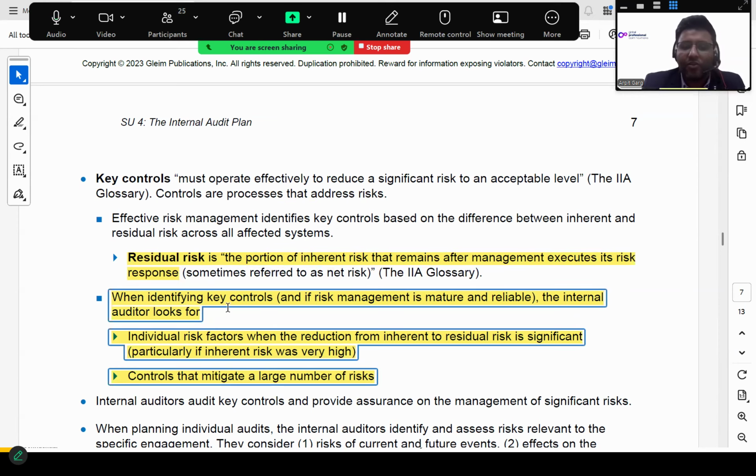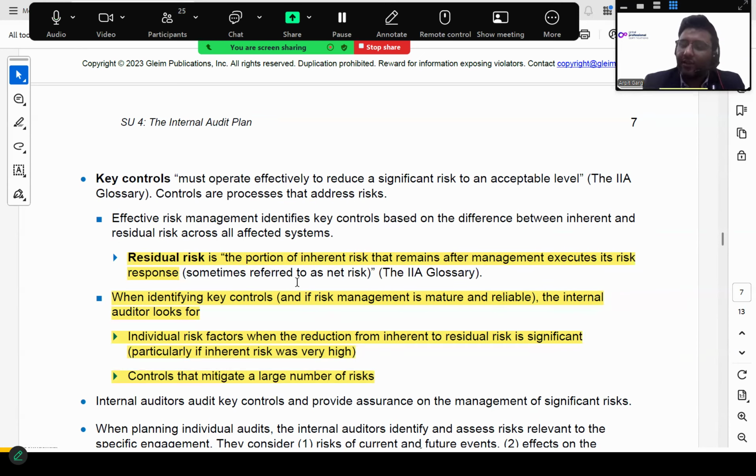When identifying key controls, if risk management is mature and reliable, the internal auditor looks for individual risk factors when the reduction from inherent risk to residual risk is significant, particularly if inherent risk was very high, and controls that mitigate a large number of risks. Sanjeev, can you please read that?